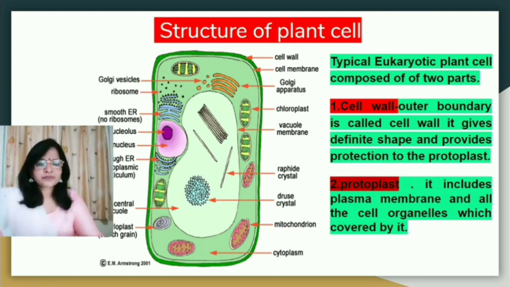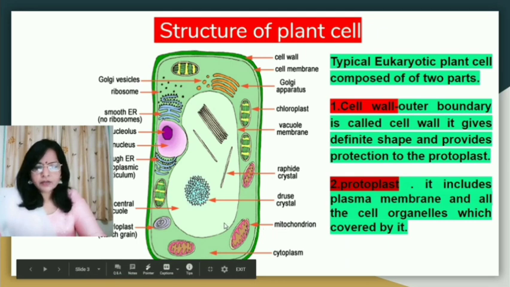animal cell. Now, this is the structure of a typical eukaryotic plant cell, which is composed of two parts: the outer cell wall and then the protoplast. The outermost boundary is called the cell wall. It gives proper definite shape and provides protection to the protoplast. The second part is the protoplast, which includes the plasma membrane and all the cell organelles covered by it.